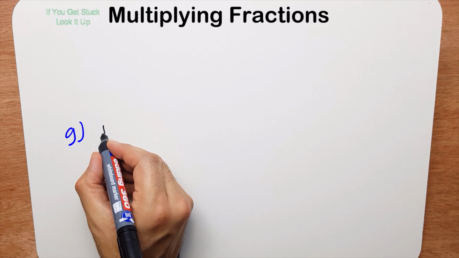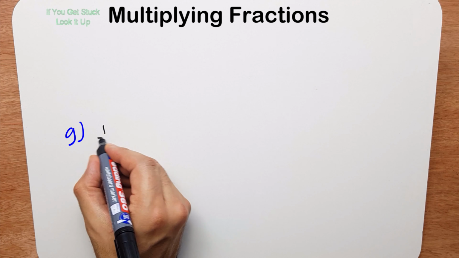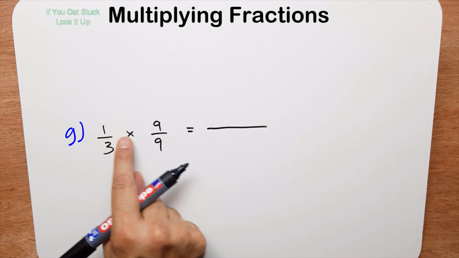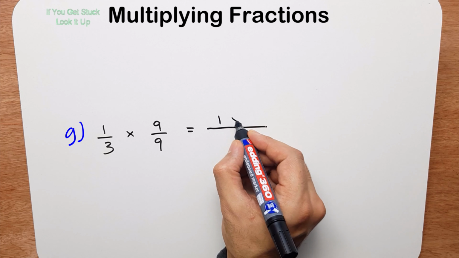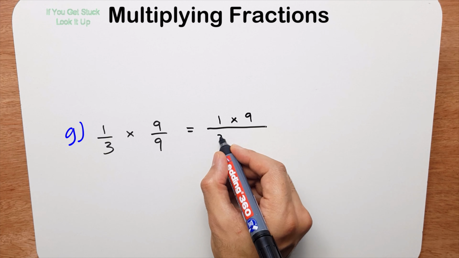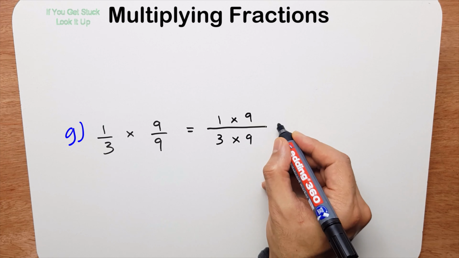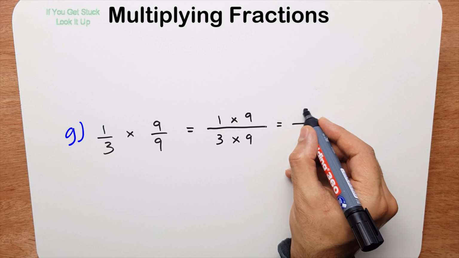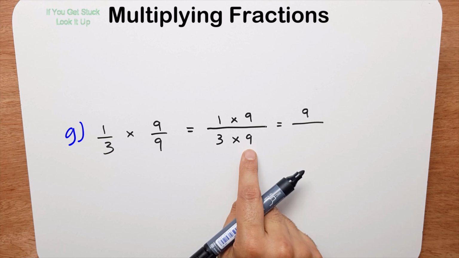The next question is 1/3 times 9/9. Okay, so I'm going to do the fraction line and we multiply straight across. 1 times 9. 3 times 9. Put the fraction line down. Now this is where it's important to learn your times tables. So 1 times 9 is 9. And 3 times 9 is 27.